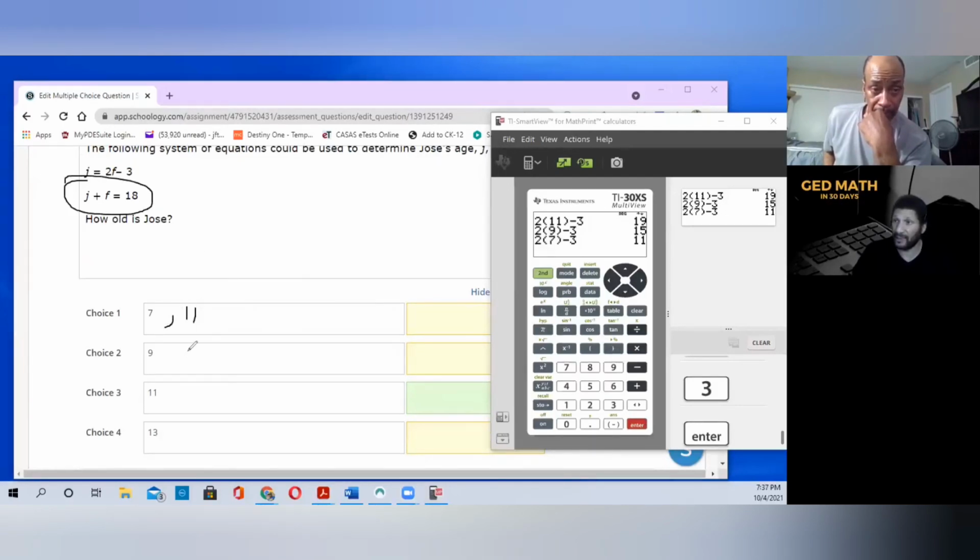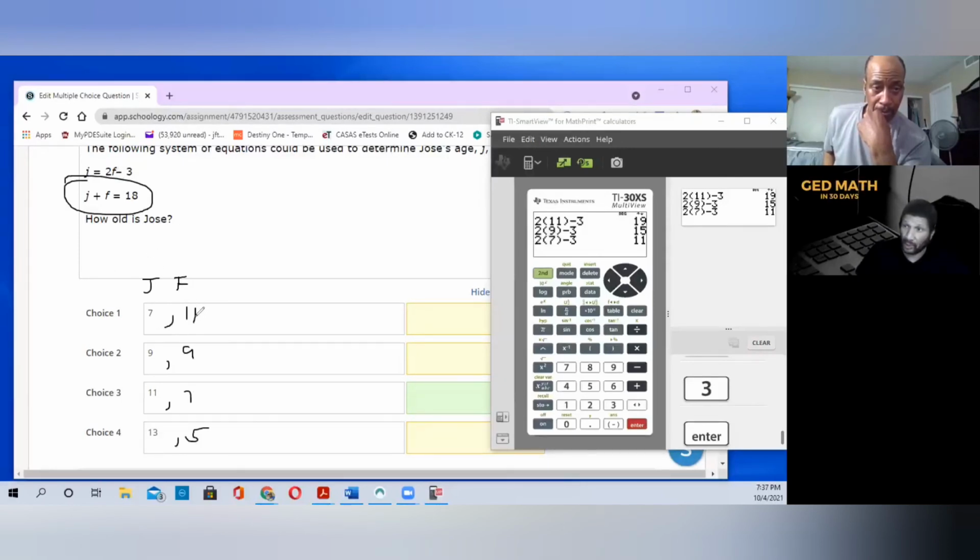To me, I know if he's 7, and I know both their ages add to 18, that's 7 and 11, 9 and 9, 11 and 7, 13 and 5. This is Jose, this is Franco. So I already know they satisfy the second equation, because all of them make 18. How you solve a system of equations is that your solutions must solve both of the equations. So now I'm just going to plug them in.